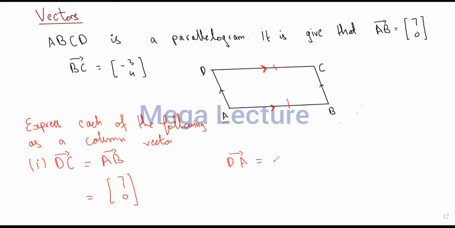It is equal to minus AD. Okay. We know that DA is equal to minus AD. And what is AD? AD is the same as BC. So I'll just write down -3, 4. It would be minus, and this is 3 minus 4, right? Do you guys get this?